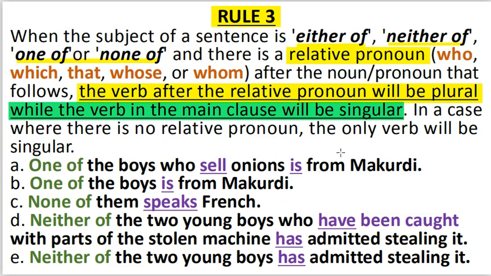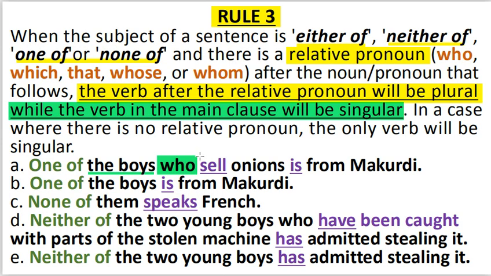What this rule is telling us is that whenever a sentence begins with either of, neither of, one of, or none of, there would be a noun or sometimes a noun phrase or pronoun after any of these. Then after that noun or pronoun, a relative pronoun. That relative pronoun could be who, which, that, whose, or whom. Now, the verb that will come after this relative pronoun will be plural.